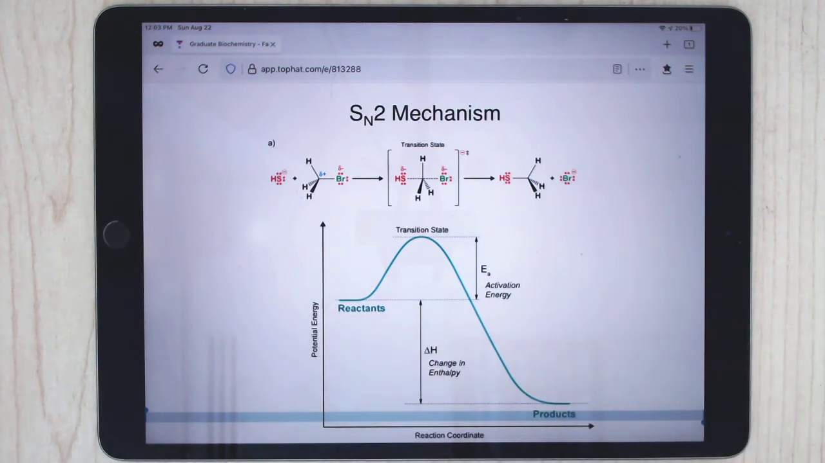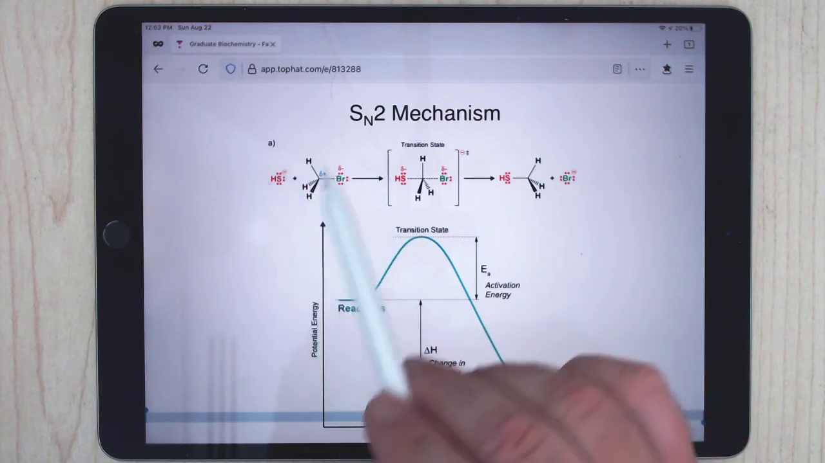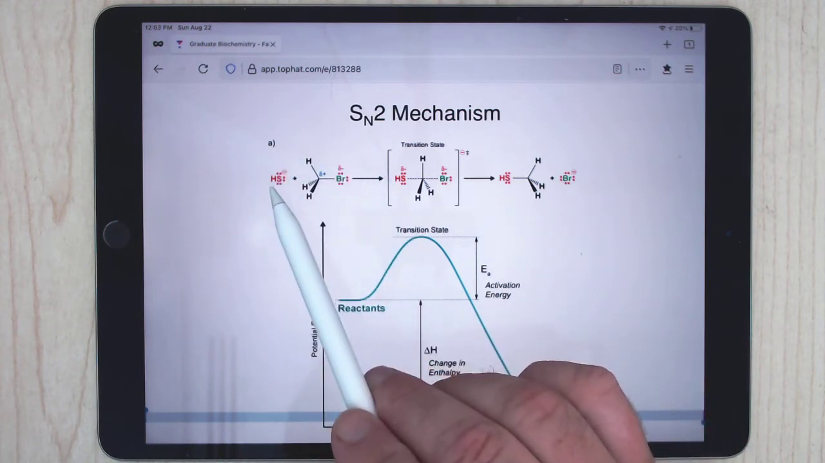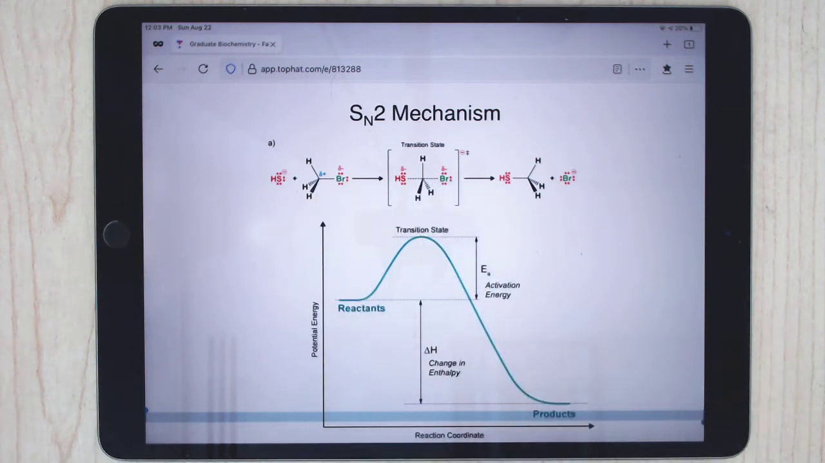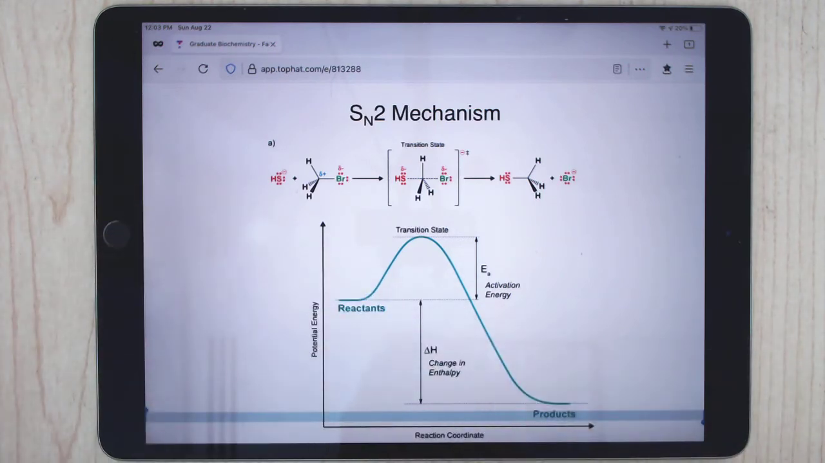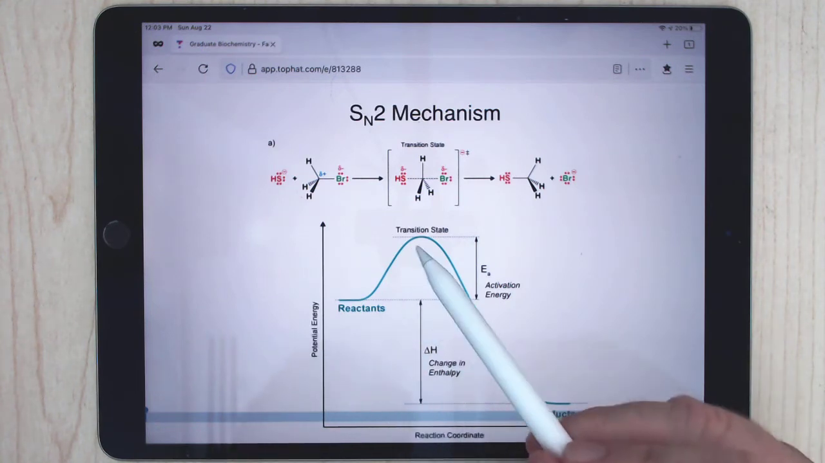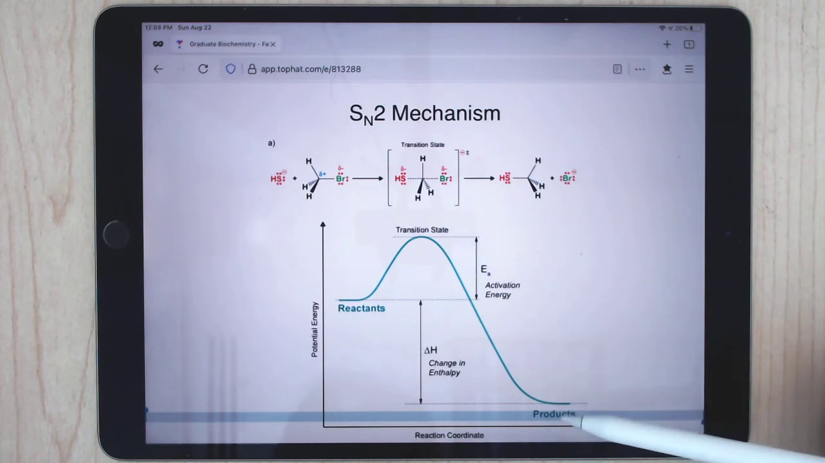For the mechanism, everything's going to happen all in one smooth motion. So you have the reactants here, and as the sulfur's coming in, you're breaking the other bond, the carbon bromine bond. That's going to cost you energy, right? As well as pushing the hydrogens out of the way. You're going to have to spend a little money, and after you push that away, you create your products.